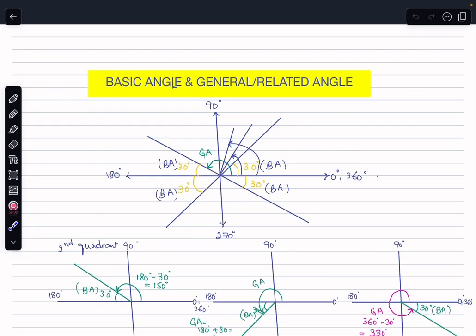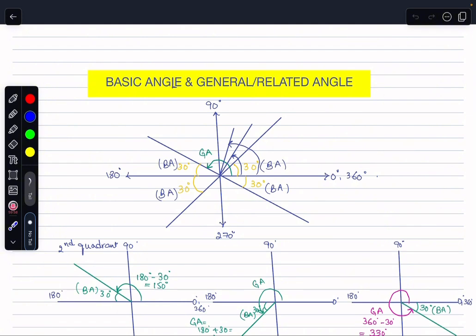In the first lesson we discussed the basic angles and the values of the angles with respect to the basic angles. So in this lesson let's move on to the other three quadrants. The first quadrant is from 0 to 90 degrees. The second quadrant is from 90 to 180 degrees.